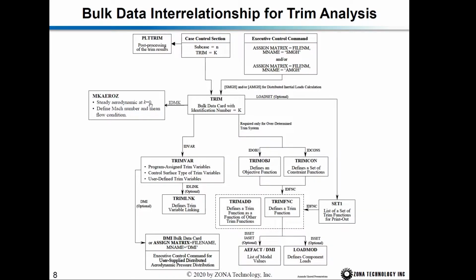The TRIM card refers to the MKAEROZ card. You will grab the AIC at k equals 0, and also grab the Mach number and the mean flow condition. Then you need to define the trim variable by referring to the TRIMVAR card. And then in the TRIMVAR card, you can refer to a TRIMLNK card. You can link trim variables. And if you have an overdetermined trim system, you need to define the TRIMOBJ and TRIMCNT cards.